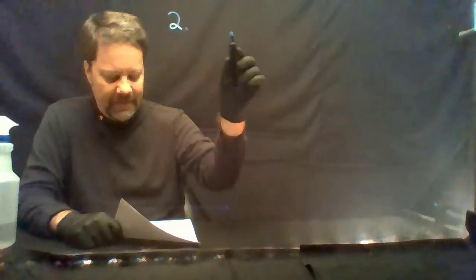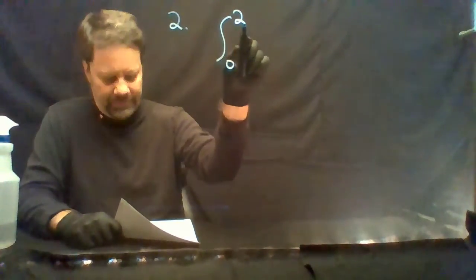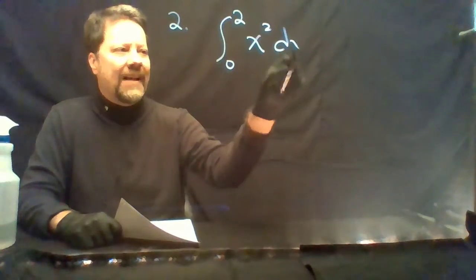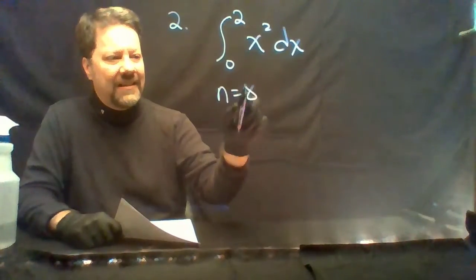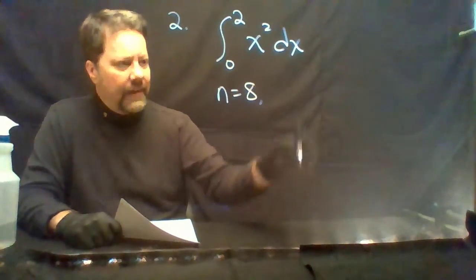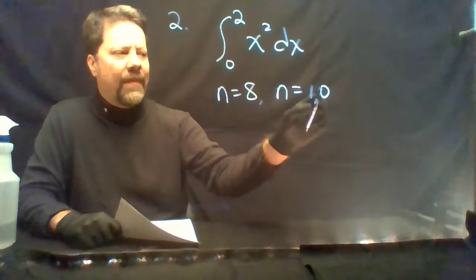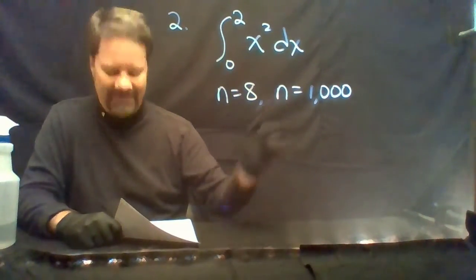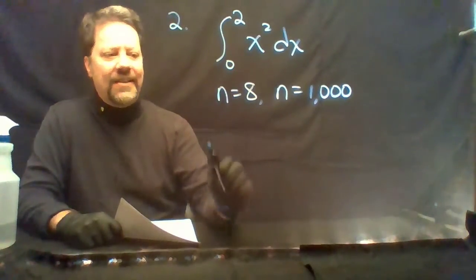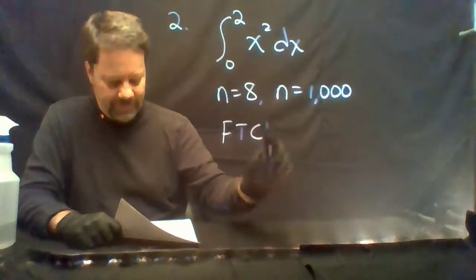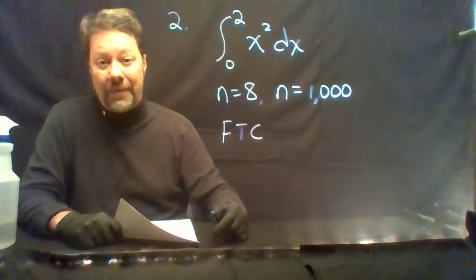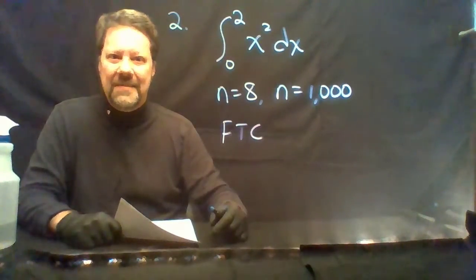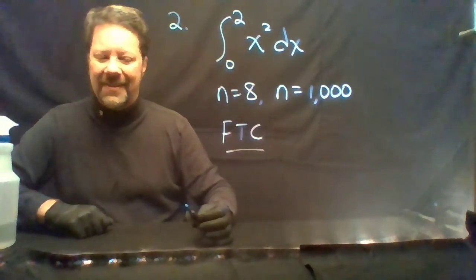On problem 2, I ask you to estimate the integral from 0 to 2 of x squared dx using Riemann sums with n equals 8 in the first part. Then I ask, what happens if you use n equals 1000 for the second part? And then I ask you to use the fundamental theorem of calculus to find the exact value. The easy part is, of course, to use the fundamental theorem of calculus. Let's use this part first.